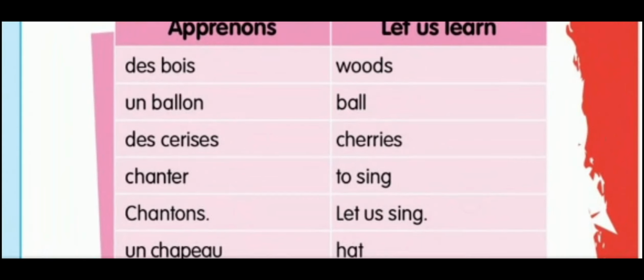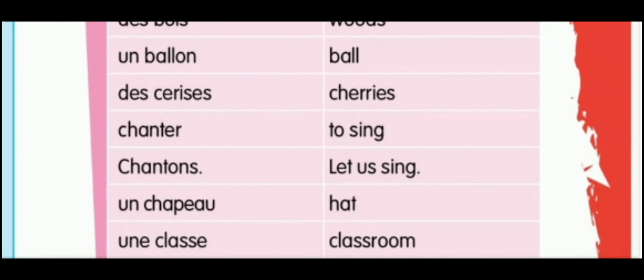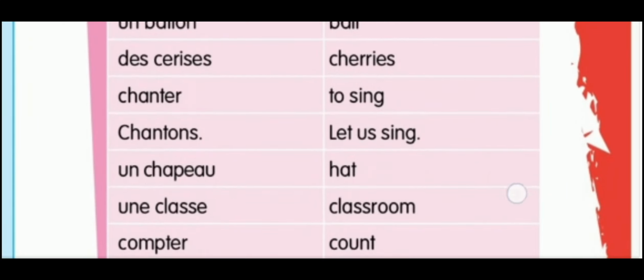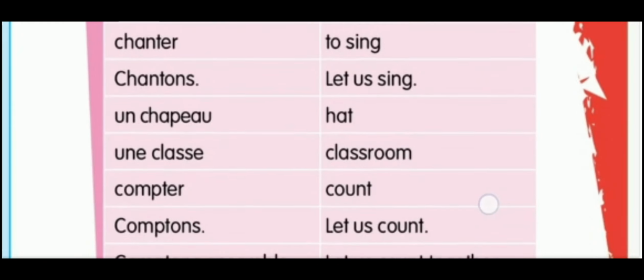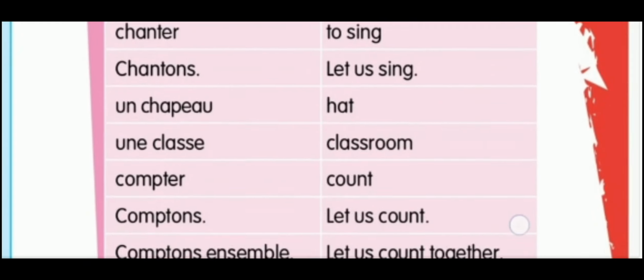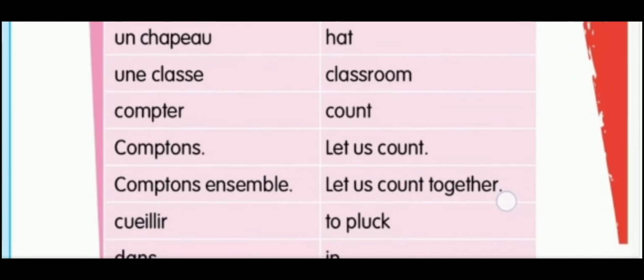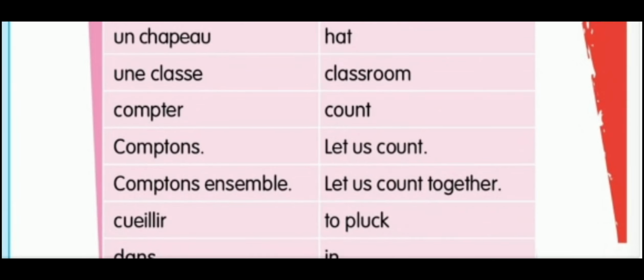The first one is des bois, which is woods. Un ballon is ball. Des cerises is cherries. Then we have chanter, it is to sing. Chantons is let us sing. Un chapeau is hat. Une classe is classroom.